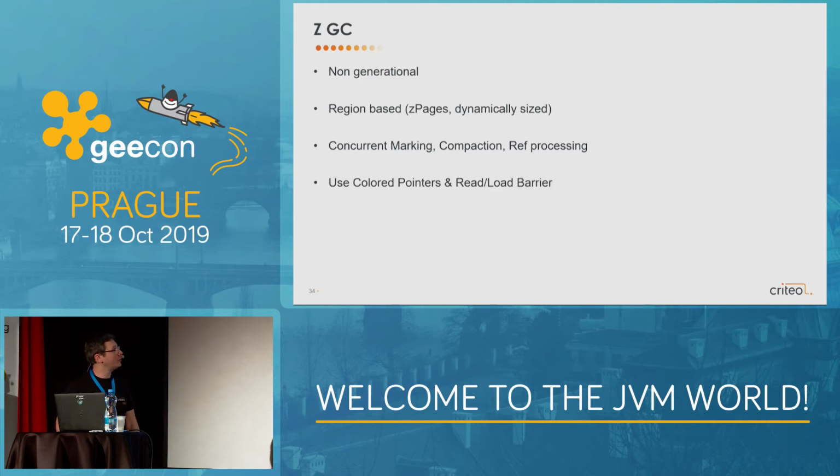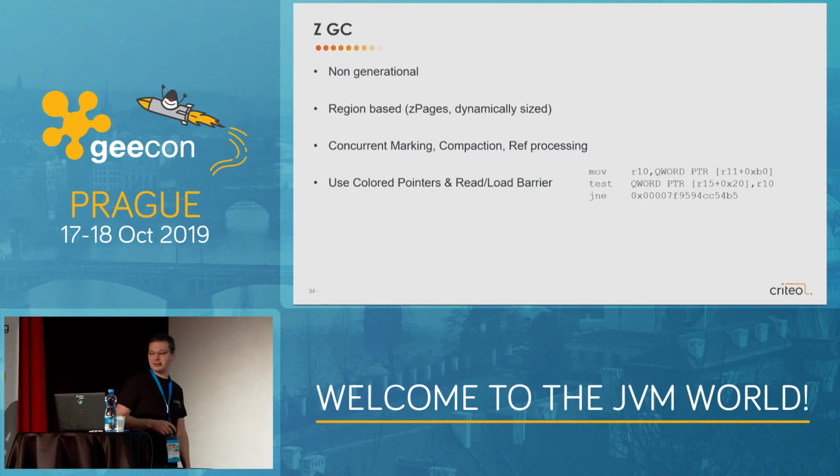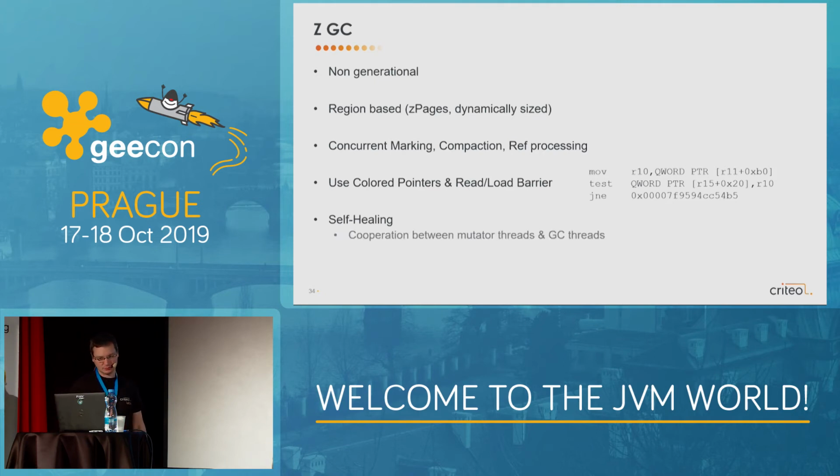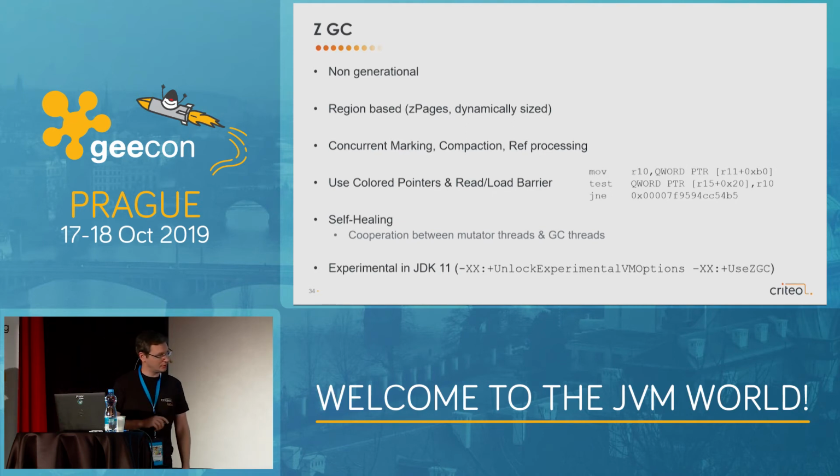They use colored pointers and a load barrier like C4. This is the kind of read barrier that is emitted by the JIT for ZGC. Again, they are using the register R15 for thread-local state. So they are not using a dedicated register, they are using the thread-local state. It's self-healing also, with cooperation between the application thread and the GC thread. And it's experimental since JDK 11. So this is the command line that you need to use it.